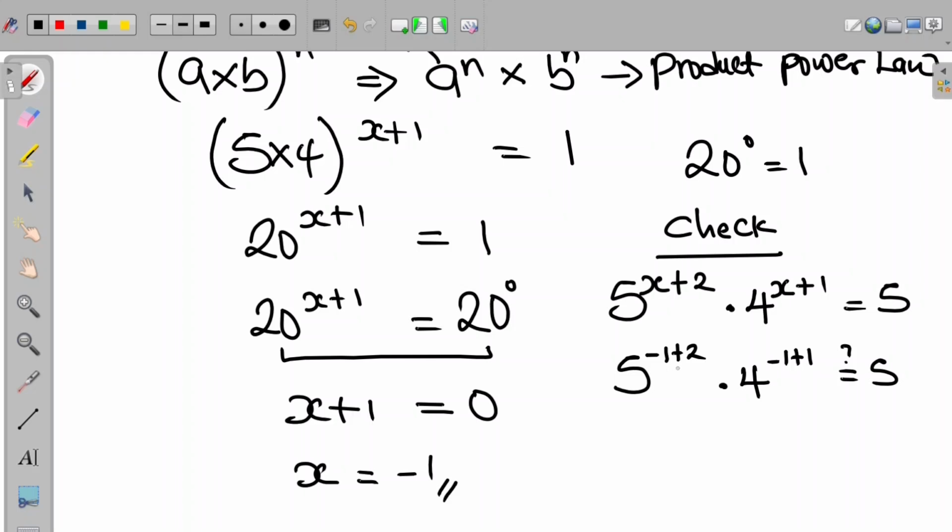So minus 1 plus 2 is 5 raised to the power of 1. Minus 1 plus 1 is 0. So 4 raised to the power of 0 is 1. So this is times 1 equal to 5. So therefore, 5 is equal to 5. Thus, x equal to -1 is correct.